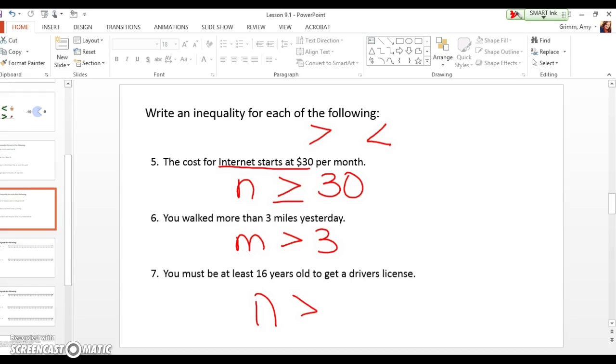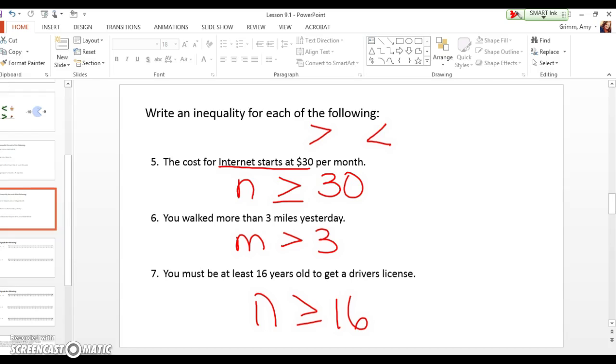So n is greater than or equal to 16, okay? Because when you are 16, can you get your license? Yes, as long as you did all the permit stuff. If you do the permit and everything else, you can get it at 16. Some kids wait until 17 or 18 or 19, or the crazy ones wait until they're 40. But you can get that driver's license any time after you turn 16.